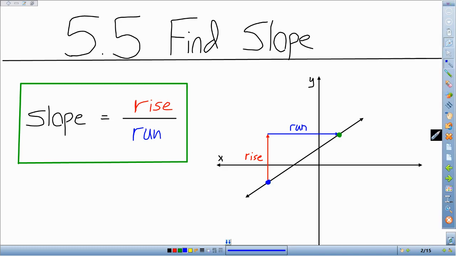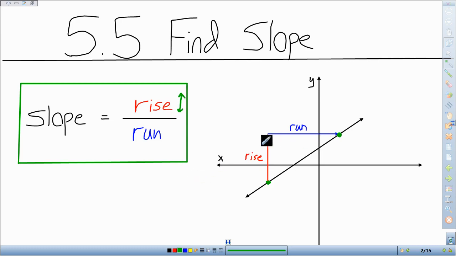I already have them in green. Okay, to find the slope of these, we would first figure out the rise. And what I mean by a rise is how far up or down do we need to go to get level with the other point.